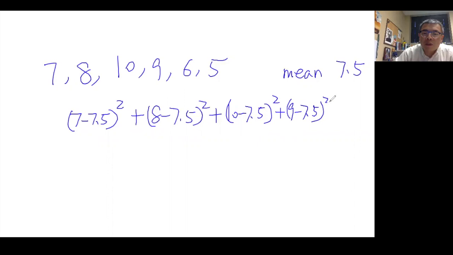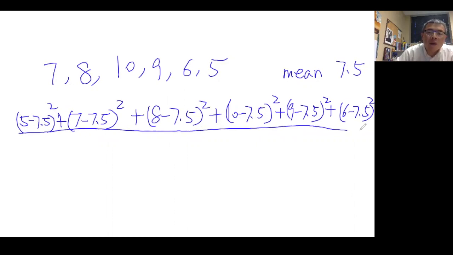Again, this is time consuming, but I want to write it explicitly for you so you can see it. Again, I have to write this term at the very beginning. And then you take the square of them and then divide by the number of data points you have, 6, and then take the square root.